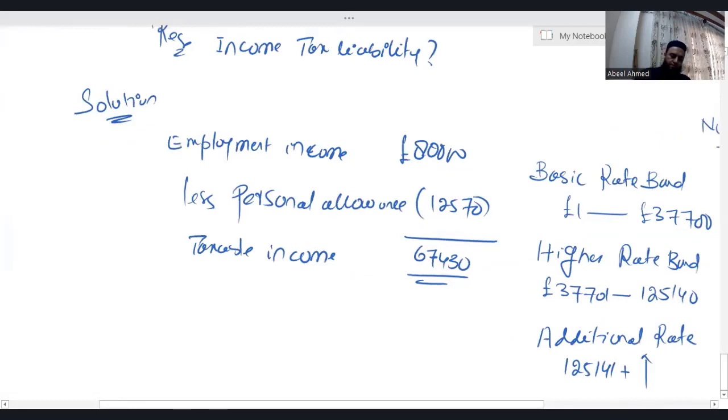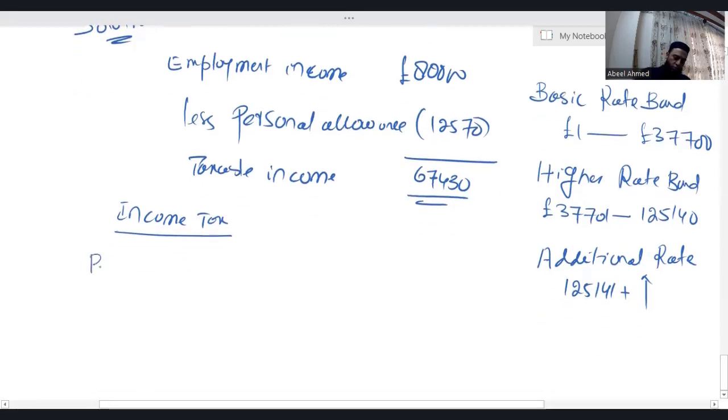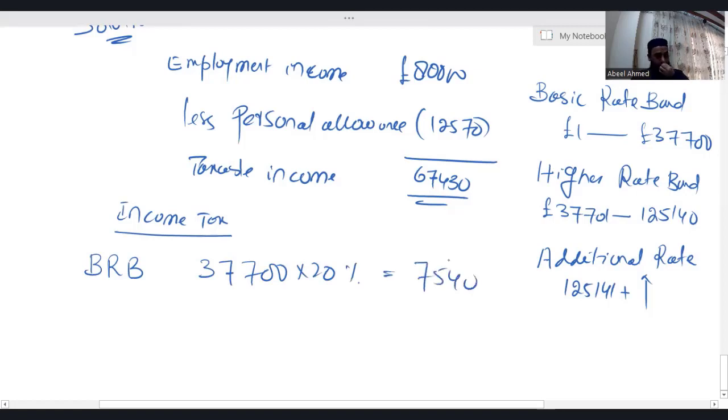Okay, now let's apply tax rates. Taxable income is 67,430. You cannot directly apply 40%. First, you have to consume the basic rate band. After that, you will go for the higher rate band. So, basic rate band, entire income is non-saving. We know that 37,700 and the applicable rate is 20%. I'll get 7,540. So simply, you cannot apply the higher rate directly. First, you have to utilize the basic rate band, and the income which is over and above the basic rate band falls in the higher rate band.